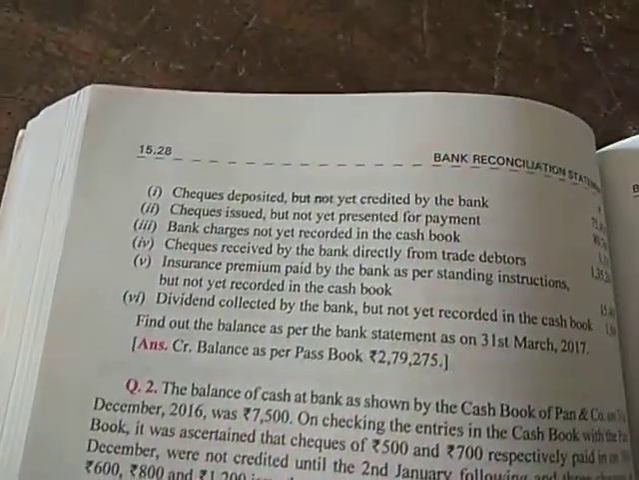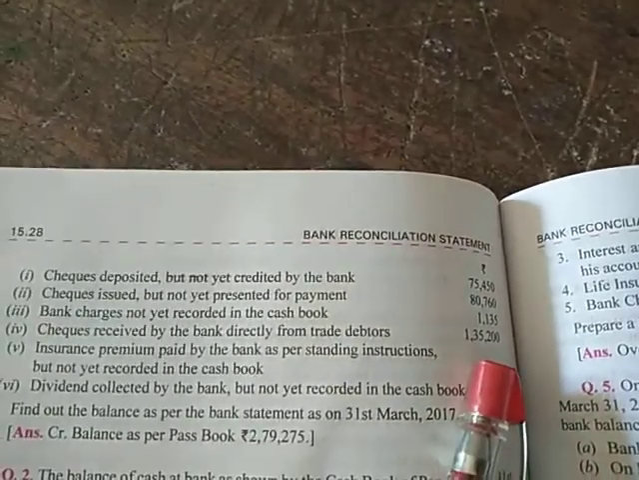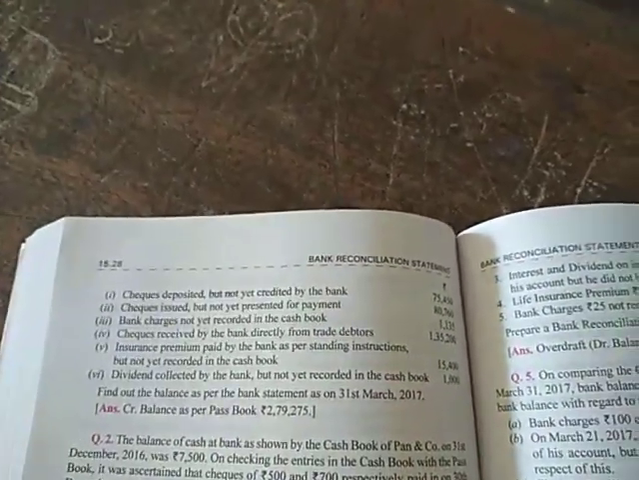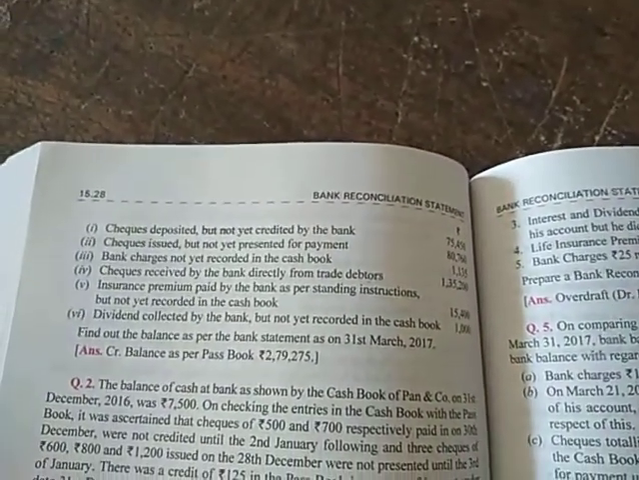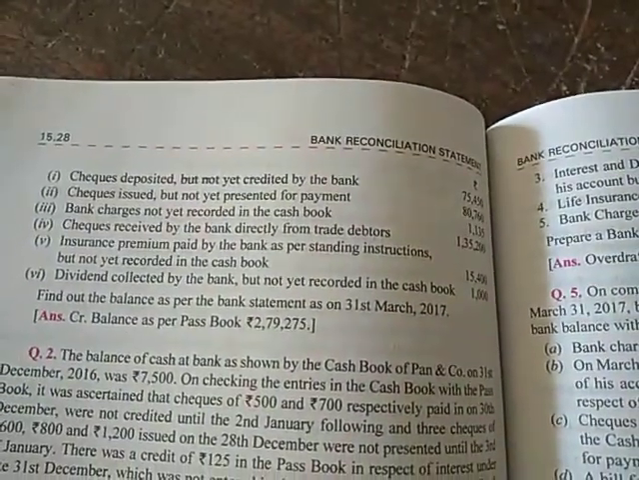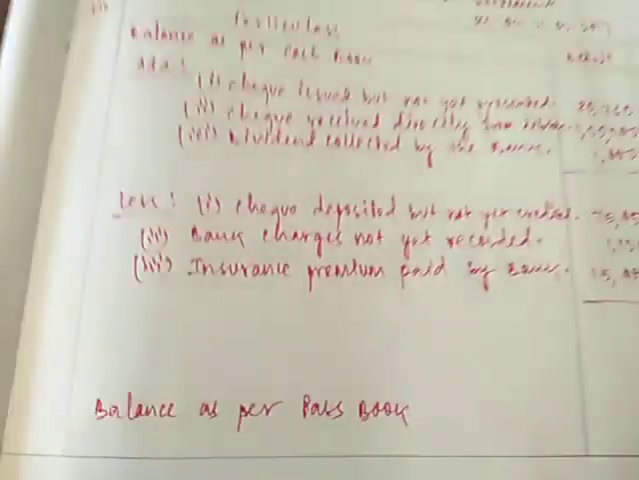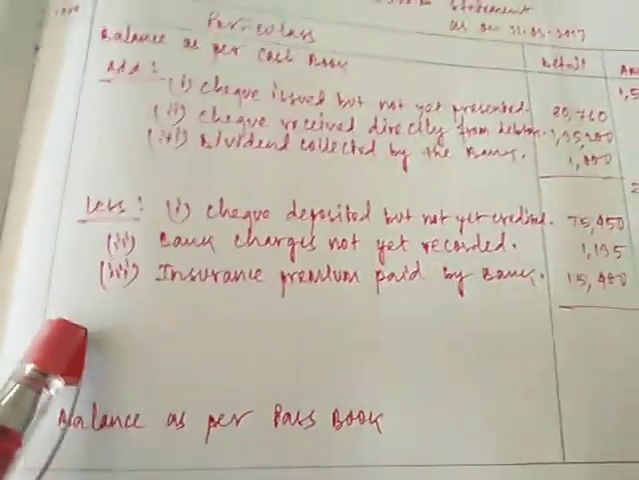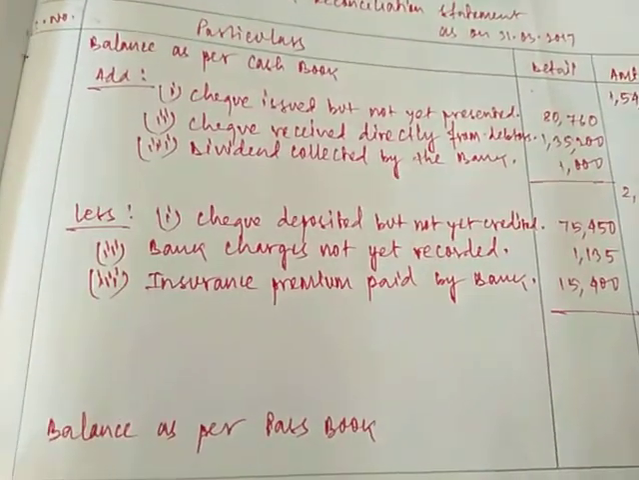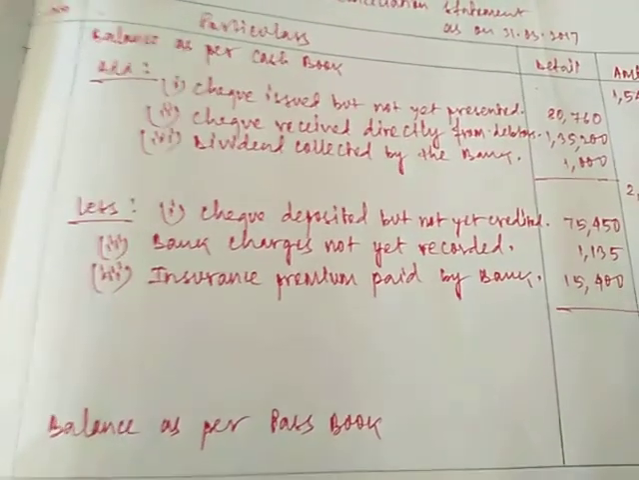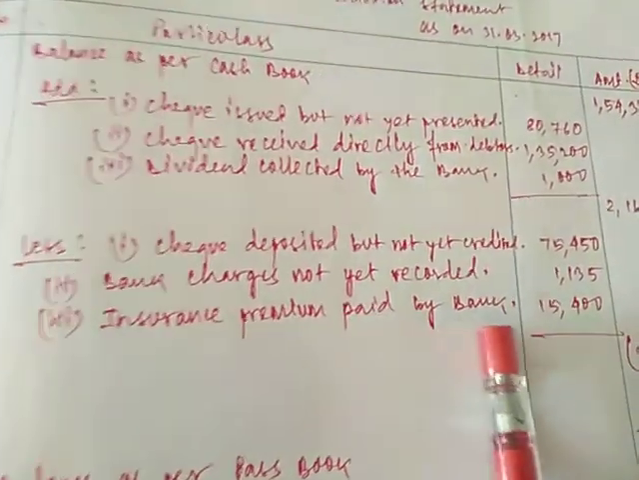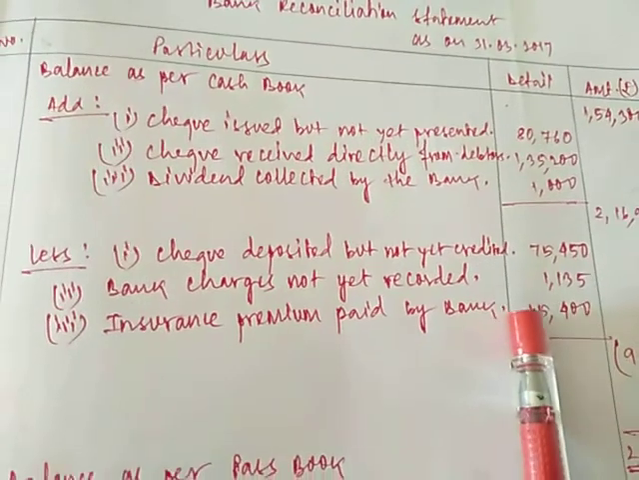Next is bank charges not yet recorded in the cash book, 1,135. The bank has charged some charges, that is 1,135, that are not recorded in the cash book till now. So what I can do here is subtract the bank charges. Since bank charges were not subtracted till now, I will subtract them. So bank charges not yet recorded are recorded now, 1,135.